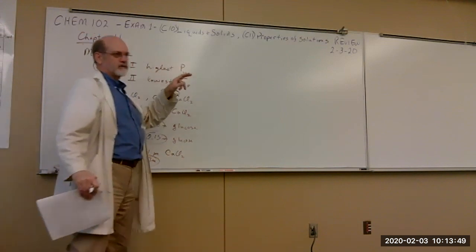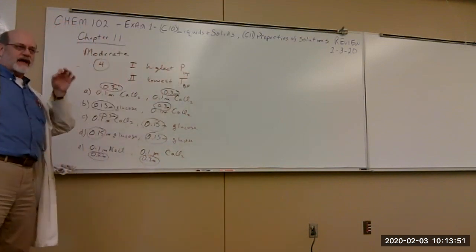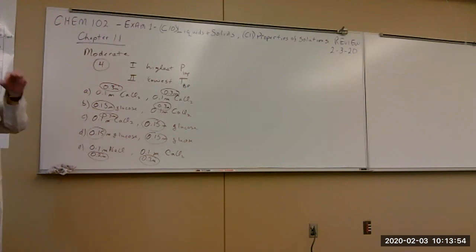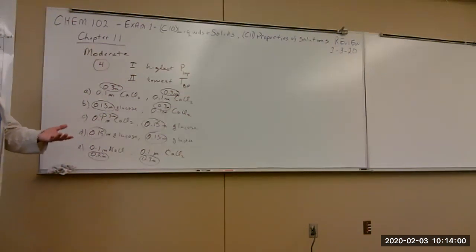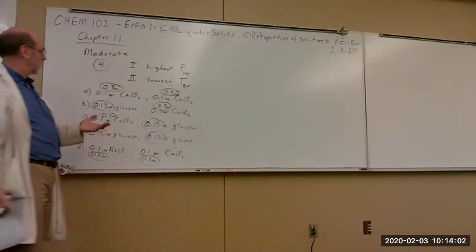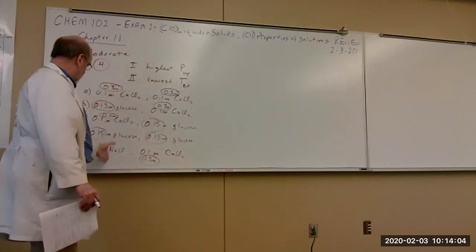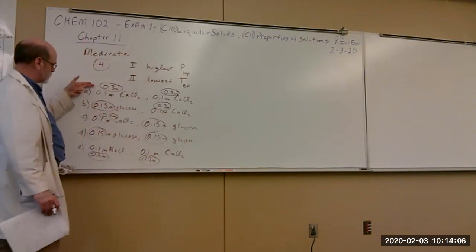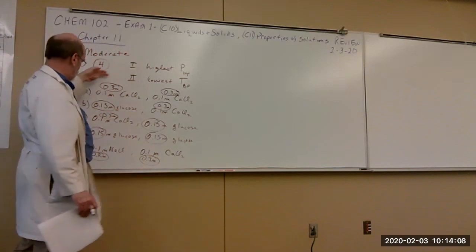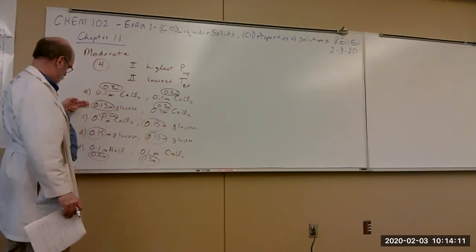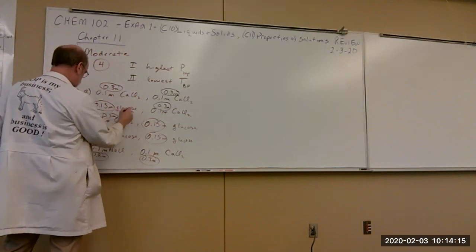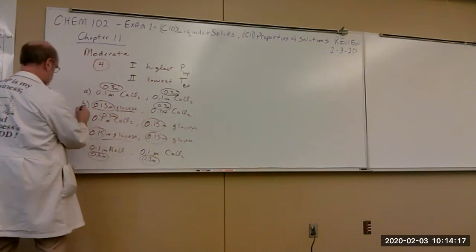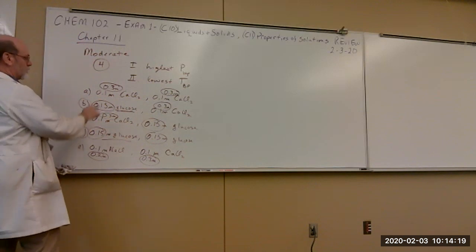Highest vapor pressure. So what's the highest vapor pressure? The one that has the lowest concentration of dissolved non-volatile substance. So for the first condition, which is this column, which one has the lowest concentration? Yes, this one. B and D. So it's either this one or this one, right? B, D for the first condition.